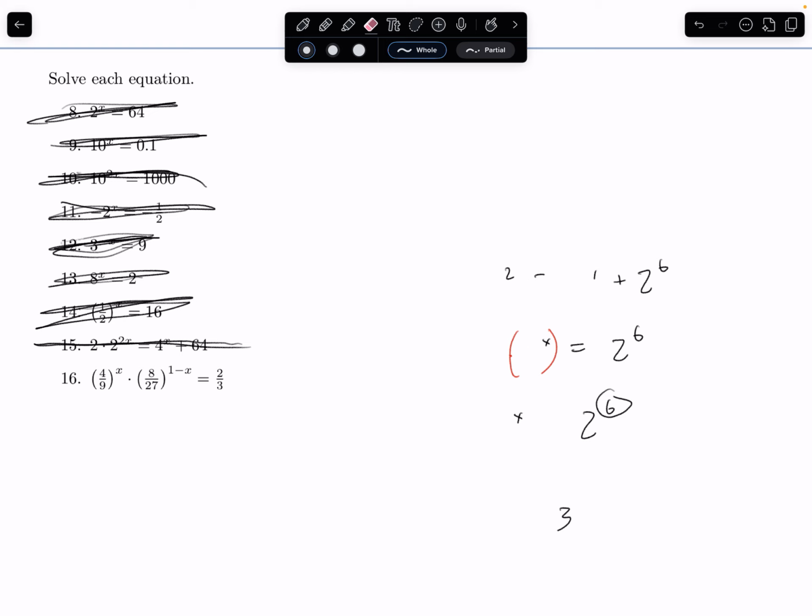Okay, number 16. Don't be intimidated by fractions, guys. It's not bad, trust me. It's not a hard question. I know it looks kind of intimidating because you've got these fractions and you're like, I don't like to do fractions, but don't worry, you're gonna be okay.